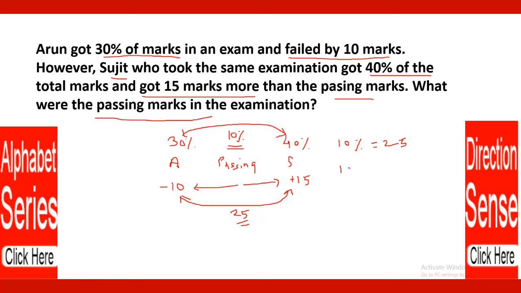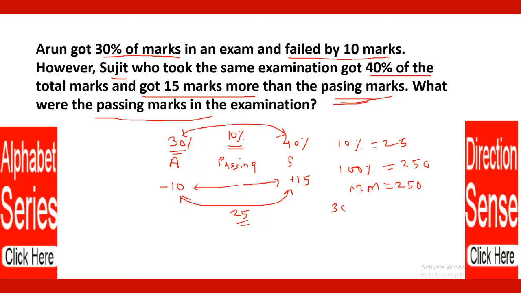So what will then be 100%? 100% will be equal to 250 marks. That is, the maximum marks are 250. Now we have to find the passing marks. Out of 250, 30% is failing with 10 marks less. Correct? So first we will find 30% of 250.